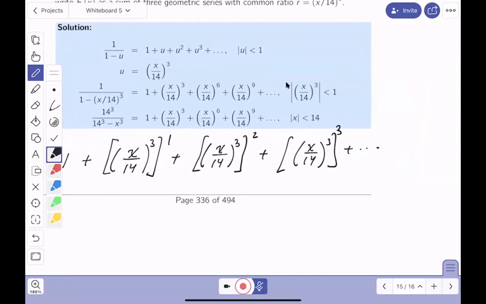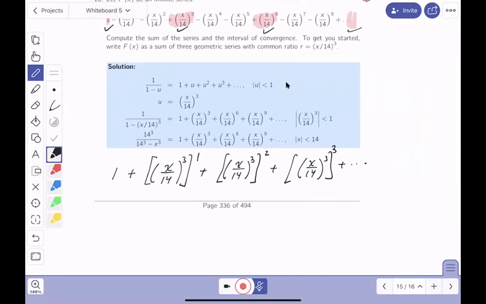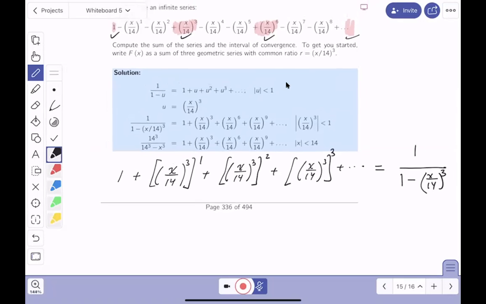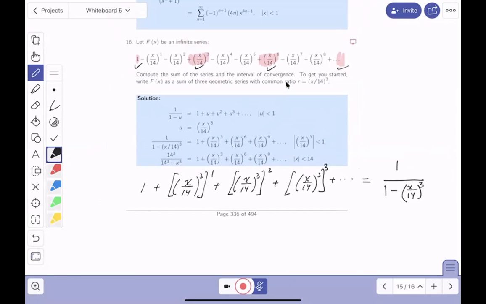I'll write it down for you. I know the sum of that. And I think I can write that down pretty quickly. 1 over 1 minus (x over 14) cubed. All right. I got that guy done. And now I'm going to do another one. And I got to be careful. And someone says, why do you need to be careful? I just have to find something.